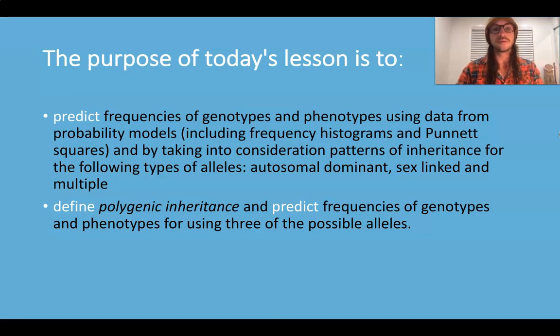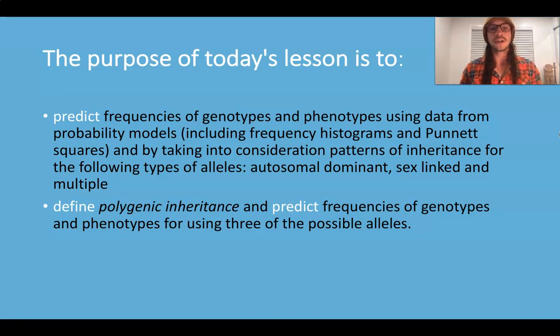Firstly, we will predict frequencies of genotypes and phenotypes using data probability models, that being histograms and Punnett squares, and we will also talk about alleles, autosomal dominant, sex-linked, and multiple alleles. We'll define the term polygenic inheritance and again predict frequencies when multiple alleles are involved.